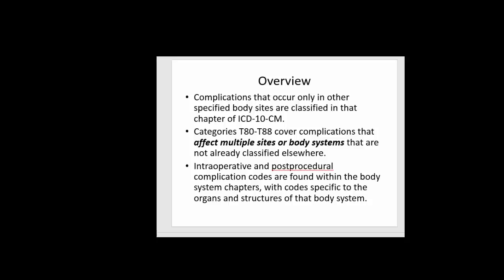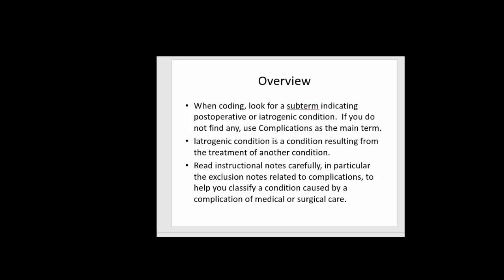Complications that affect multiple sites or body systems that are not classified anywhere else are going to come to the T80 through T88 codes. Intraoperative and post-procedural complication codes are found within the body system chapters, with codes specific to the organs and the structures of that body system. So there's just a lot of words, but I think as we look at some codes, it'll make more sense.